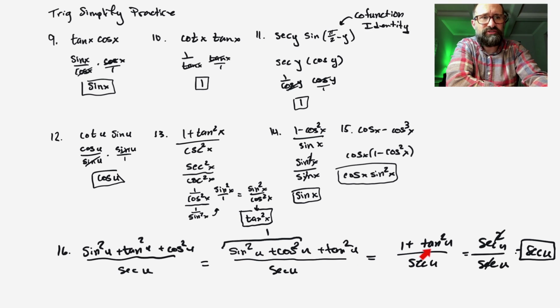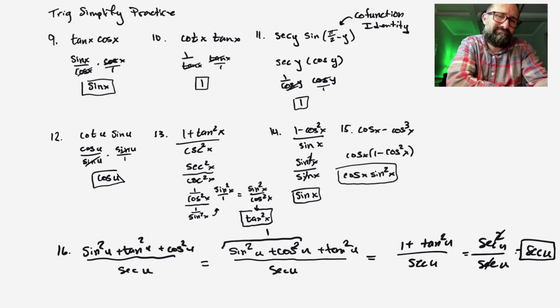So 1 plus tangent squared, that's also a Pythagorean identity, which is secant squared. So secant squared over secant, obviously we can get one of them to cancel out, leaving me with just secant of u over 1, or just secant. Now, this has a u. If you don't like u, you can put an x or theta. It's up to you. Be careful.